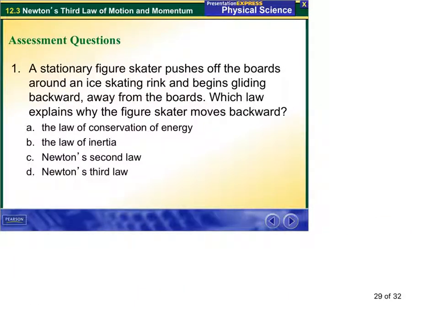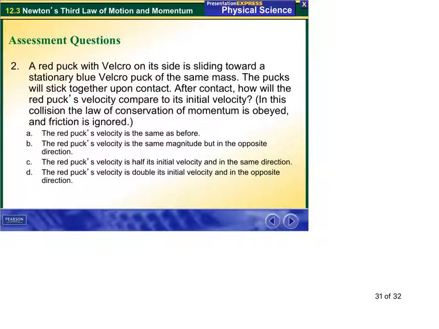Couple review questions. A stationary figure skater pushes off the boards around an ice skating rink, then glides backwards away from the boards. What law explains why the skater moves backwards? This would be Newton's third law of motion. For every action force, there is an equal and opposite reaction force.